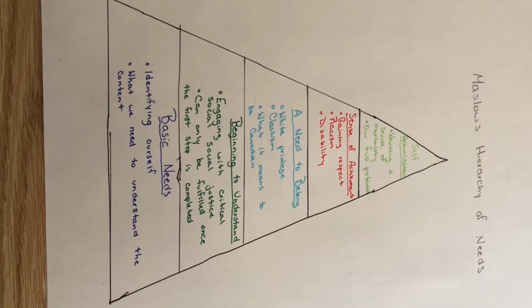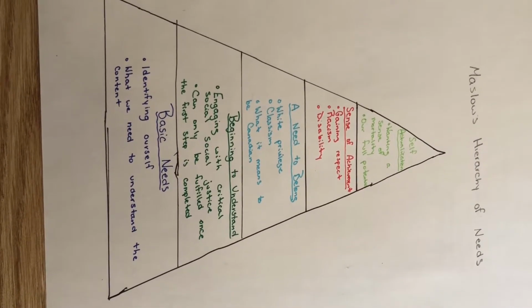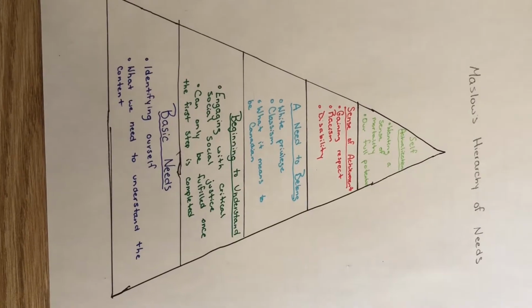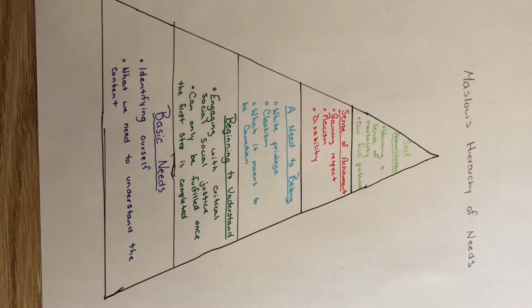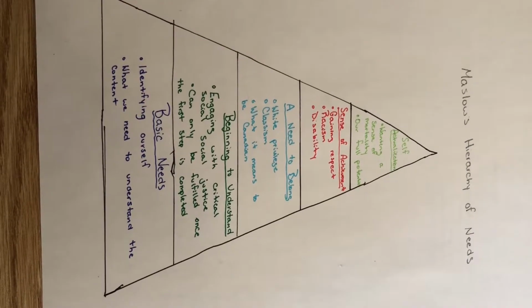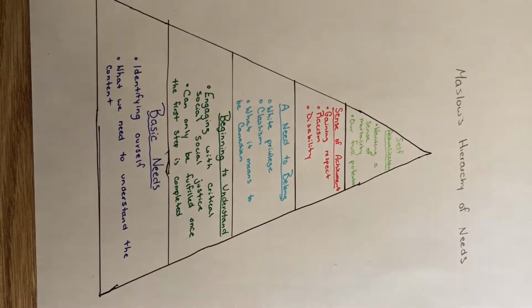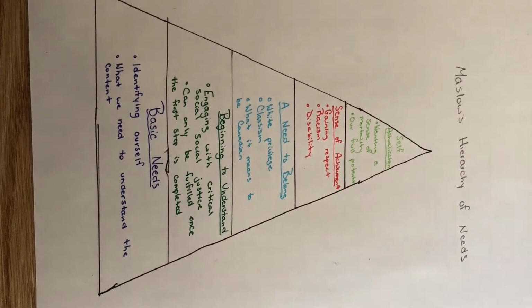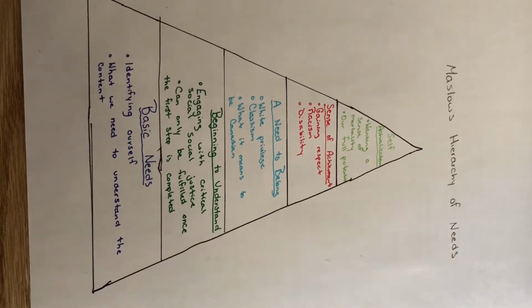Maslow's hierarchy of needs is a pyramid that progresses through 5 stages. The bottom of the pyramid represents our basic needs, identifying ourselves and what we need to understand the content of this class. The second stage, beginning to understand, to me, would be engaging with critical and social justice, and the second stage can only be fulfilled once the first step is completed.